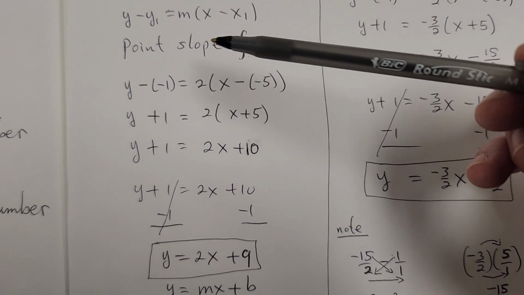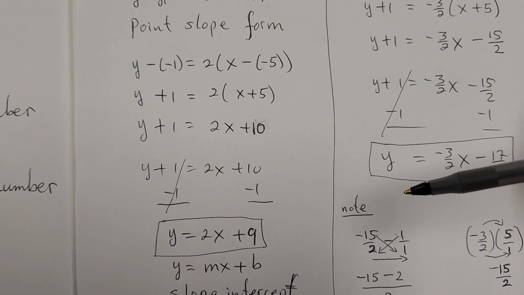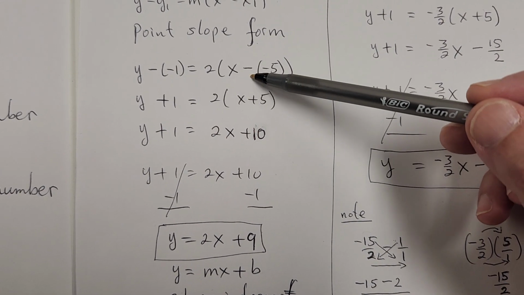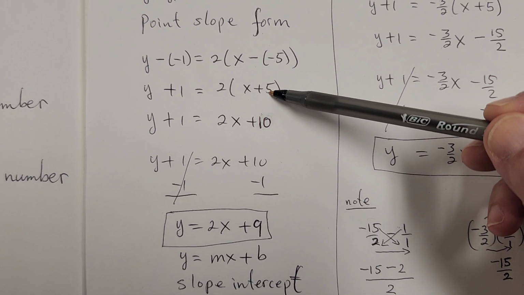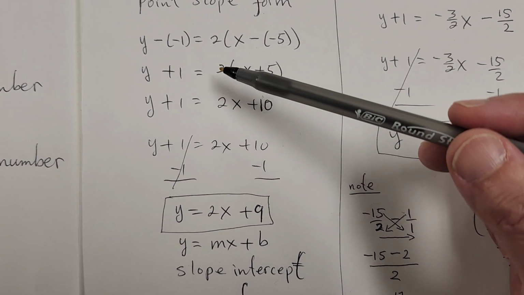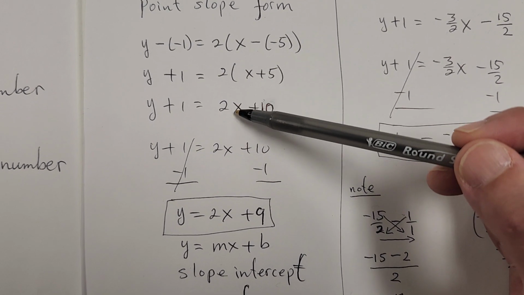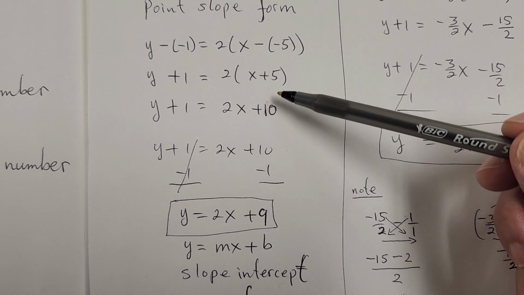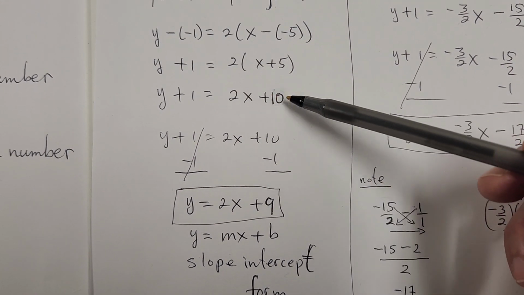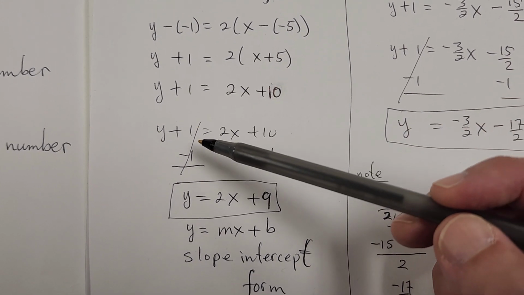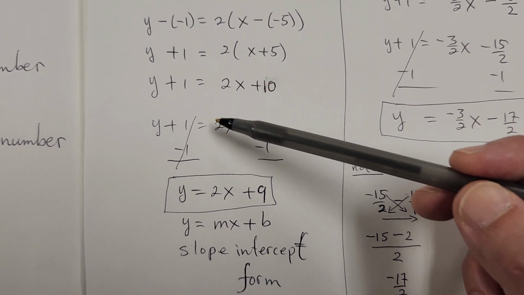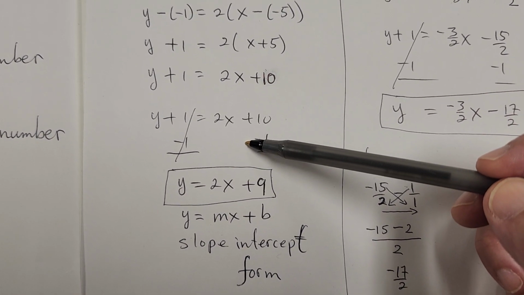Okay, next we just do order of operations. So negative gives me plus, negative gives me plus. I still have parentheses, so I will distribute. So 2 times x gives me 2x, 2 times 5 gives me 10. Okay, now bring the 1 over. Since this is a plus, I'm going to subtract. So I'm rewriting this equation down here so you can see the subtract 1.